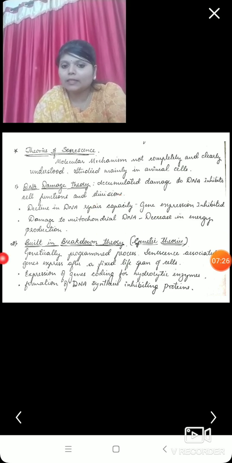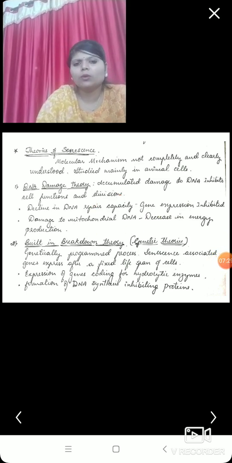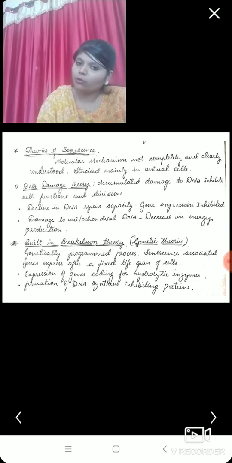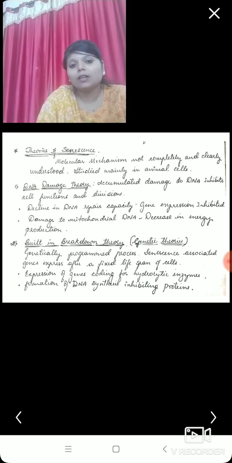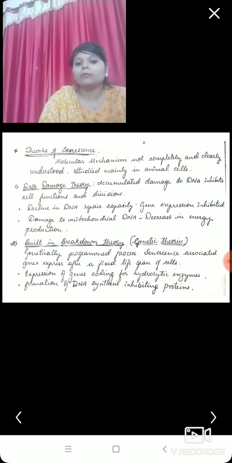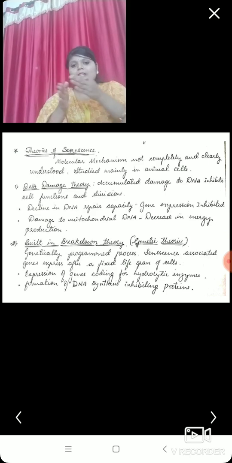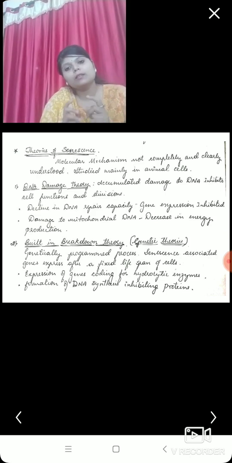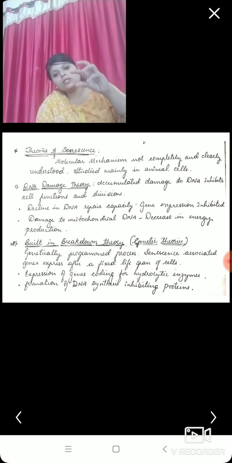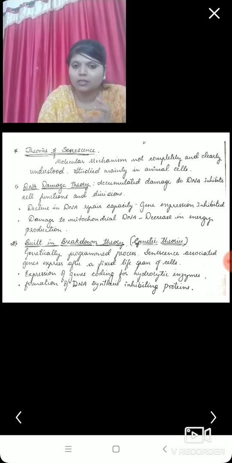Then the built-in broken down theory. What is the built-in broken down theory? It is nothing but when there is loss or damage in the genetic material. Of course, DNA is also a genetic material, but here what they speak about is that certain genes express after a fixed lifespan of the cells. Every stage of our life does not have the same functional genes. Particularly a certain set of genes are going to function during a particular stage of a man.